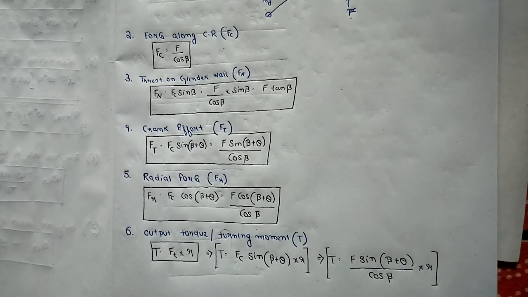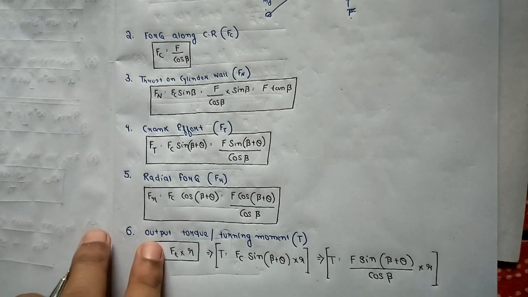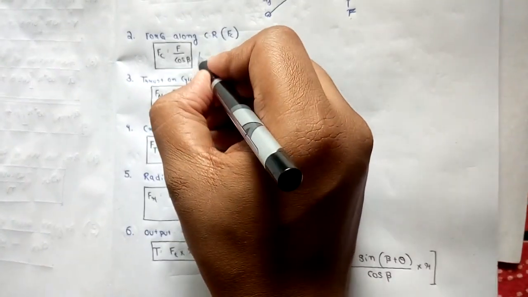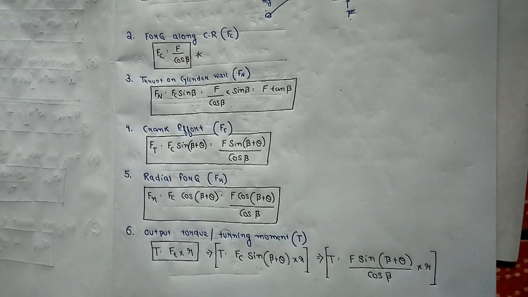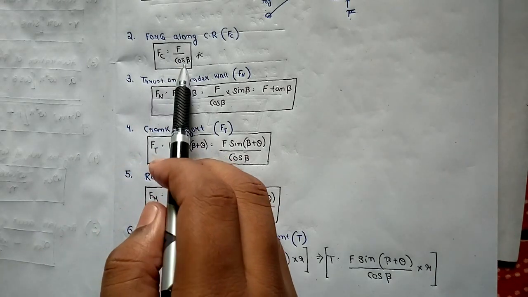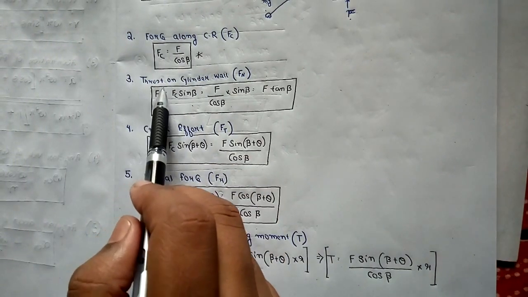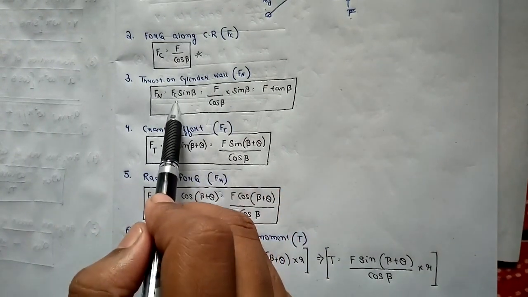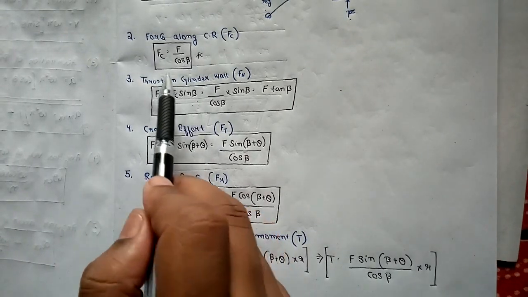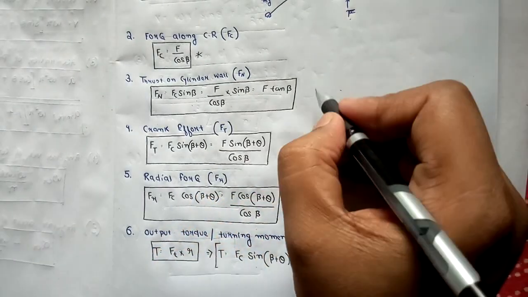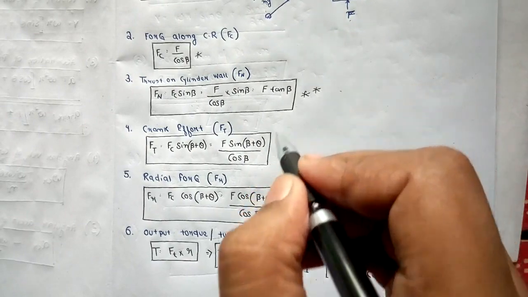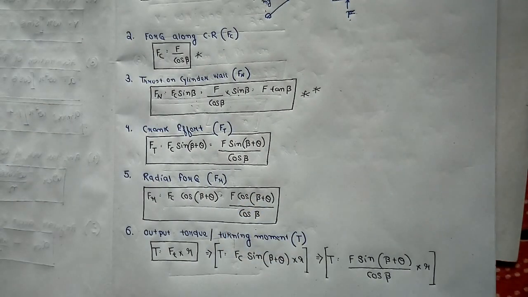Now after finding the piston effort F, we can simply apply geometry and find all the other formulas. For example, you can remember all these formulas, or you can simply remember that diagram and find all the other forces. Fc will be F by cos beta, and the thrust on the cylinder wall, that is Fn, is Fc sin beta. We know that Fc equals F by cos beta, so Fn will be F into tan beta. These are all the important formulas you have to remember, or you can just remember the diagram and find them by applying geometry.